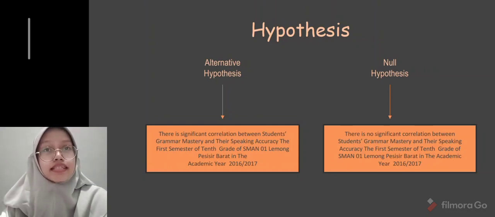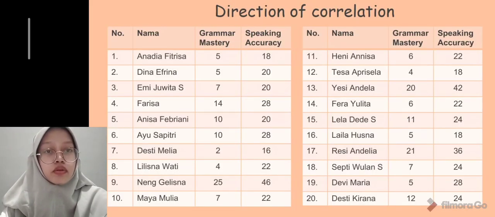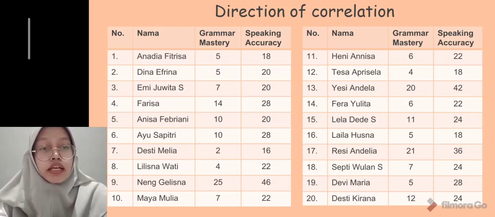Okay, the next is direction of correlation. The direction of correlation consists of two, positive direction and negative direction. The positive direction is when there is a relationship between the variables, and the negative direction is when there is no relationship between the variables. In this research, I use 20 samples or 20 students.